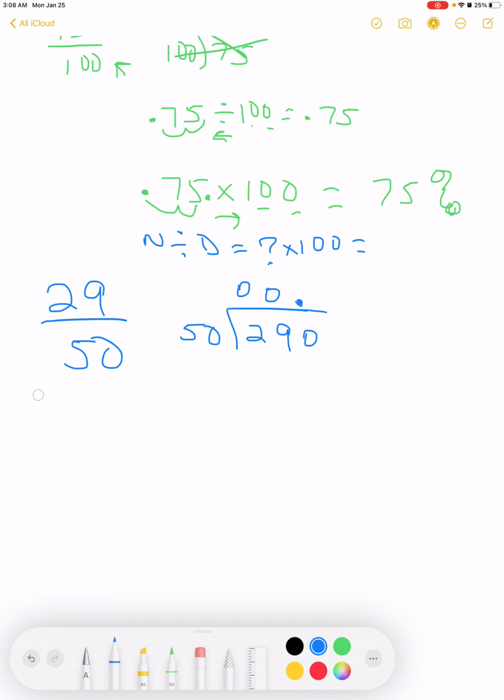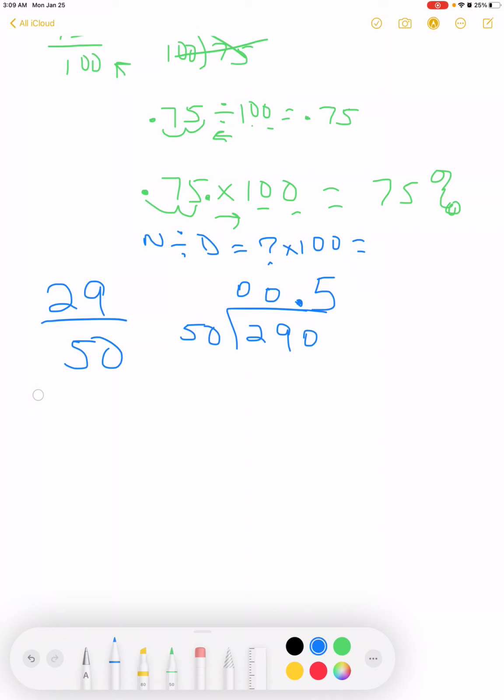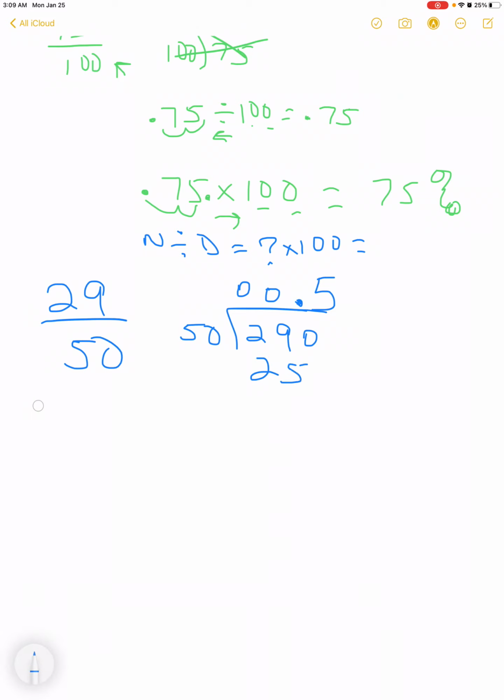50 divides into 290. If we think about it, I can get 2 50s out of 100, right? So out of 200, I can get 4, and then one more 50 out of 90. So this would be 5, right? 5 times 50 equals 250. And then 290 minus 250. For those of us who need it, place value subtraction, 0 minus 0. 9 minus 5 is 4, 0. And then 2 minus 2 is 0.